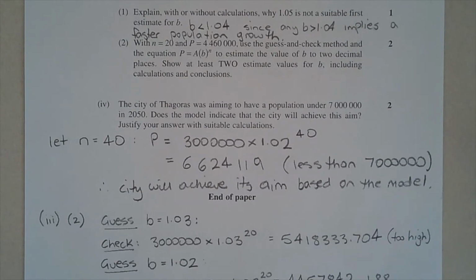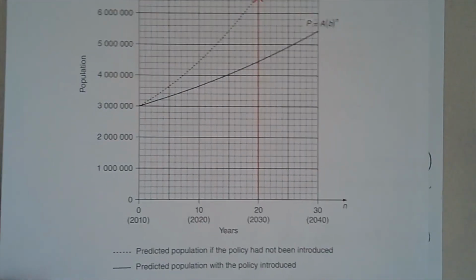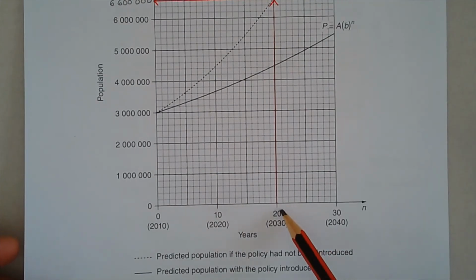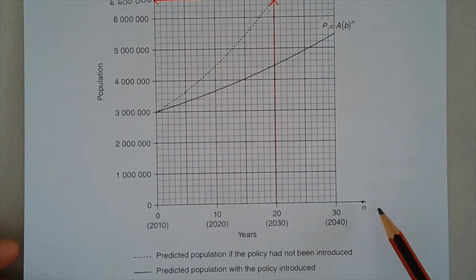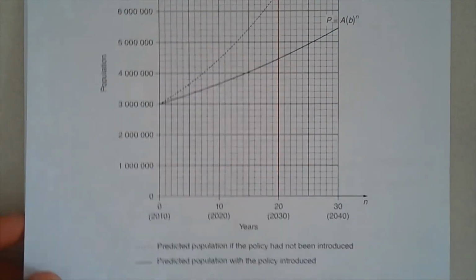Part 4. The city of Pythagoras was aiming to have a population under 7 million in 2050. Does the model indicate that the city will achieve this aim? Justify your answer with suitable calculations. Now we're going to let n equal 40. Now where does that come from? If we go to the graph, when n equals 20, that corresponds to the year 2030. When n equals 30, that corresponds to the year 2040. So therefore, when n equals 40, that corresponds to the year 2050.